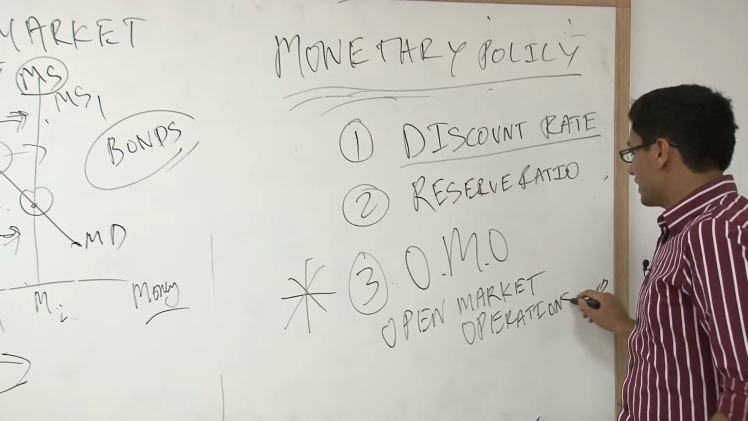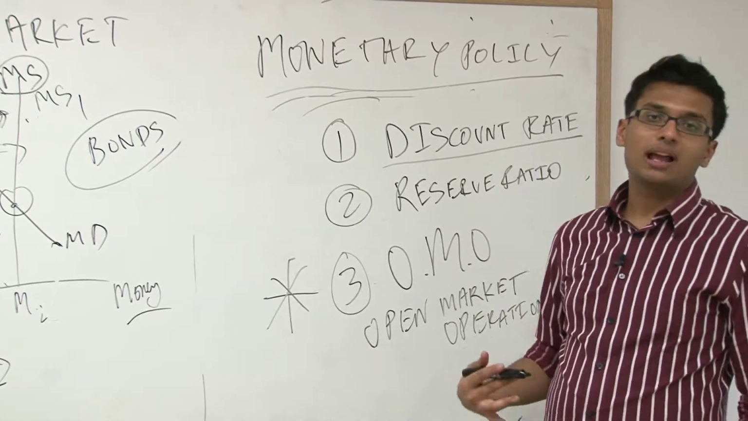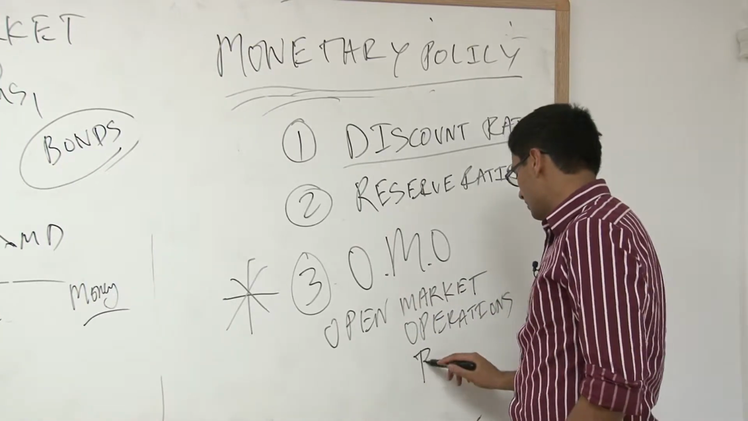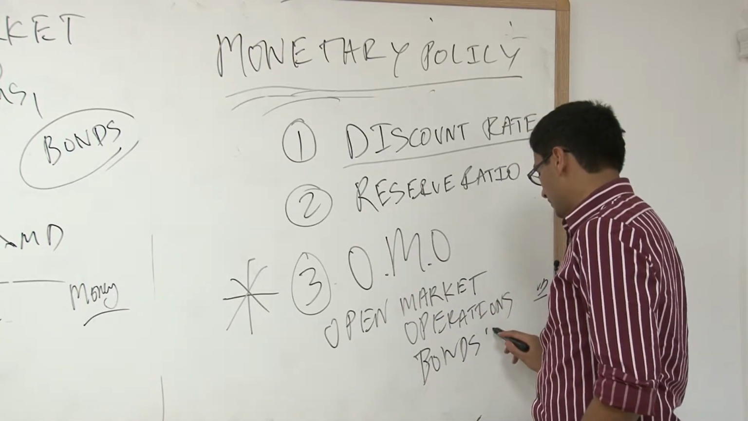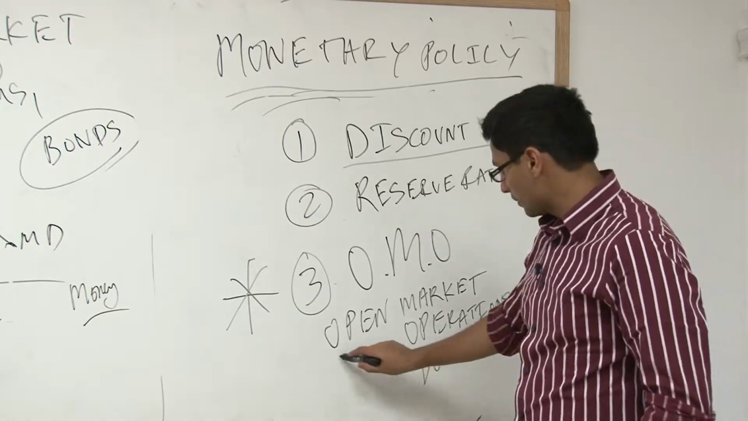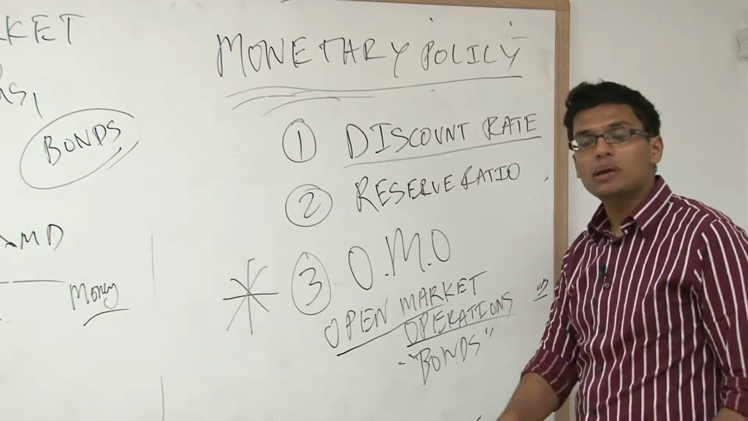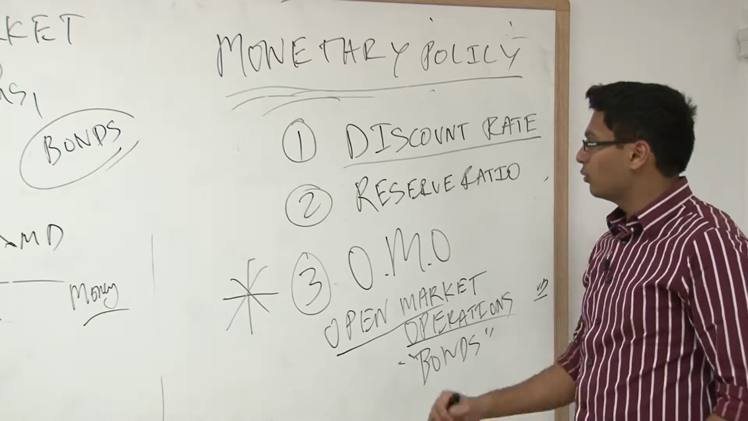And remember, guys, I told you that handling money supply has to do something with a word called bonds, okay? All right, so open market operations is all about bonds, okay? It's all about purchasing bonds, selling bonds, and we will get in detail.